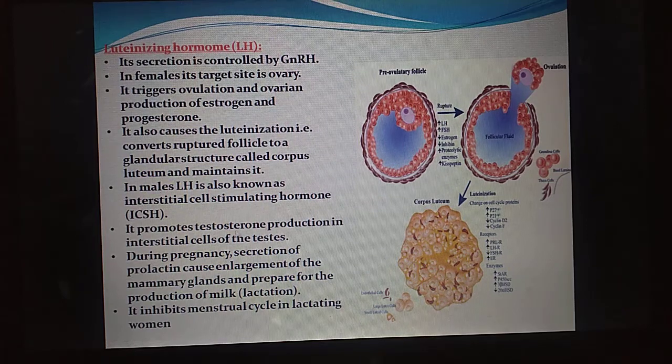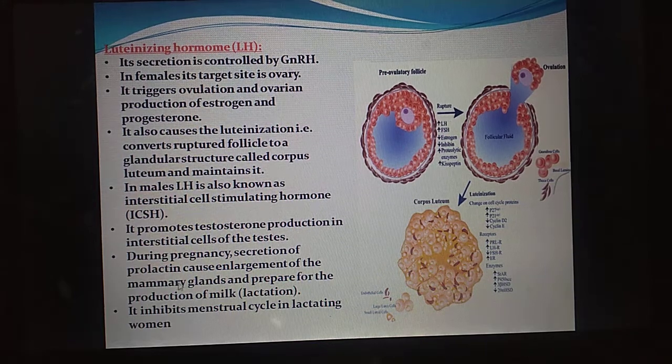When it increases the production of testosterone, or promotes the production of testosterone, these are produced by another type of cell, which are called Leydig cells. As we know, Sertoli cells help in sperm maturation and sperm production. Testosterone is secreted by the Leydig cells, which are also present in the testicle. Okay, during pregnancy, secretion of prolactin causes enlargement of the mammary gland.